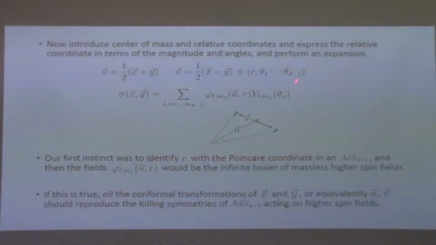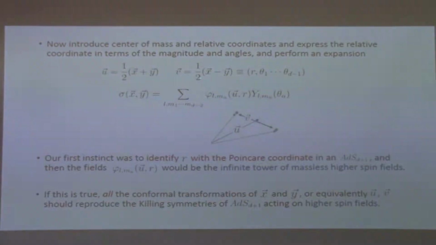So the Y's are the spherical harmonics in the transverse space, and the coefficients are now technically functions of the center of mass coordinate and the magnitude of the relative coordinate. Our first instinct was to identify this magnitude of the relative coordinate as a kind of Poincare coordinate in one higher dimensional AdS. The main motivation behind this is very simple. It's basically because this is a scale, and we know that in AdS/CFT duality, the Poincare coordinate plays the role of a scale of the field theory.